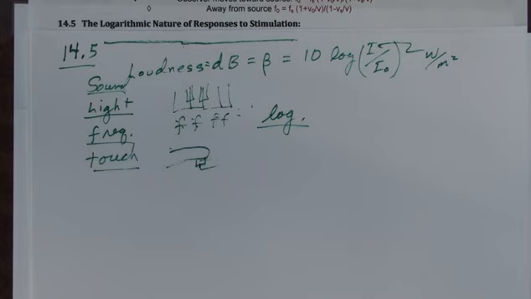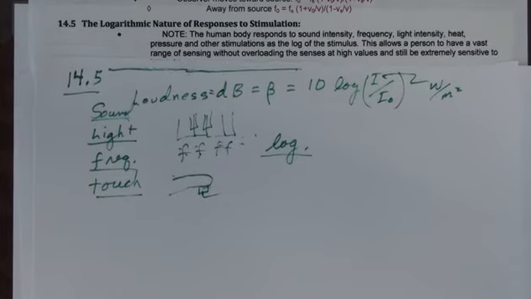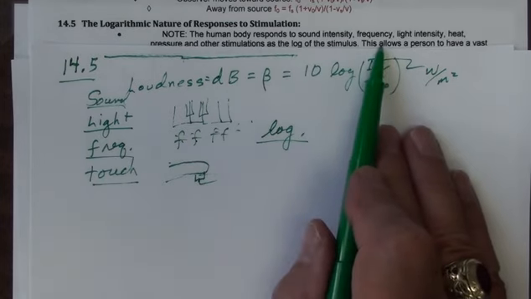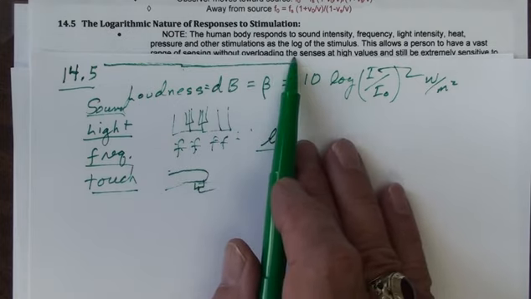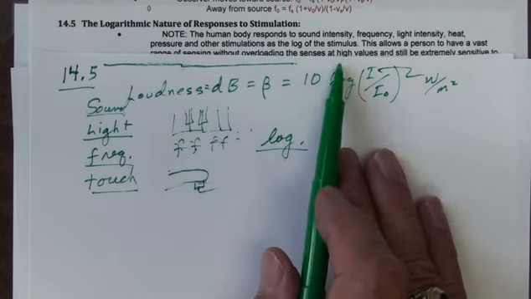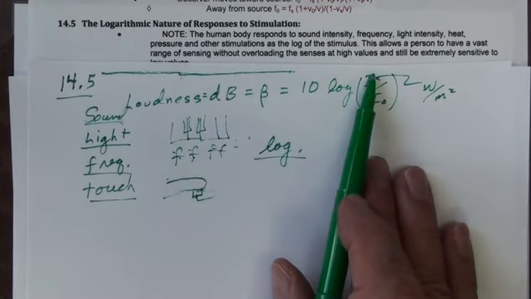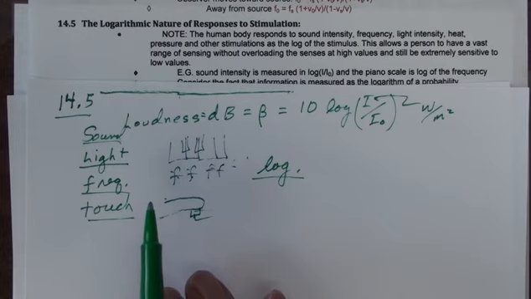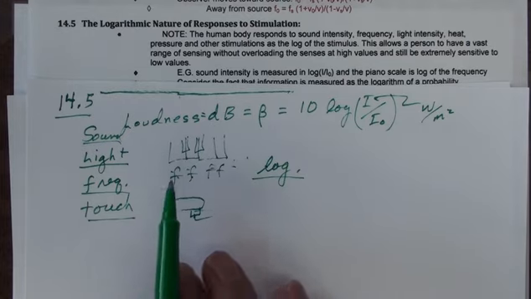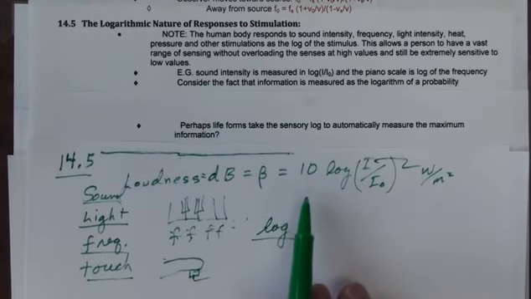So we experience, and that's the thing I wanted to emphasize in this section, we experience as a human body, both with sound intensity, frequency, light intensity, and also heat and pressure and other stimulations, the logarithm of the stimulation. This allows the person to have a vast range of sensing without overloading the sensing in high values, and to be extremely sensitive to low values. For example, a snake moving in the grass can be heard, but at the same time an explosion doesn't deafen us. I've given the example of the sound intensities already.